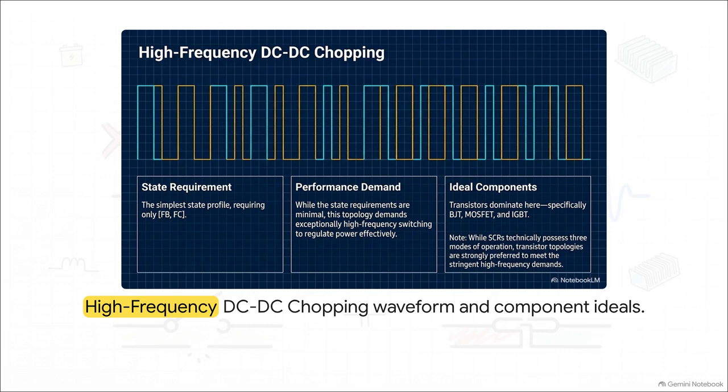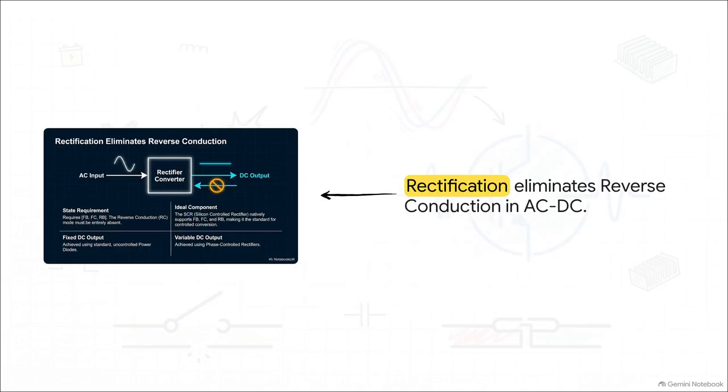Even though a thyristor, like an SCR, technically has the forward states you need, its bulkier internal structure just cannot turn on and off fast enough to keep up with a demanding high-frequency chopping profile. No way. On the flip side, let's look at AC-DC conversion, or rectification.